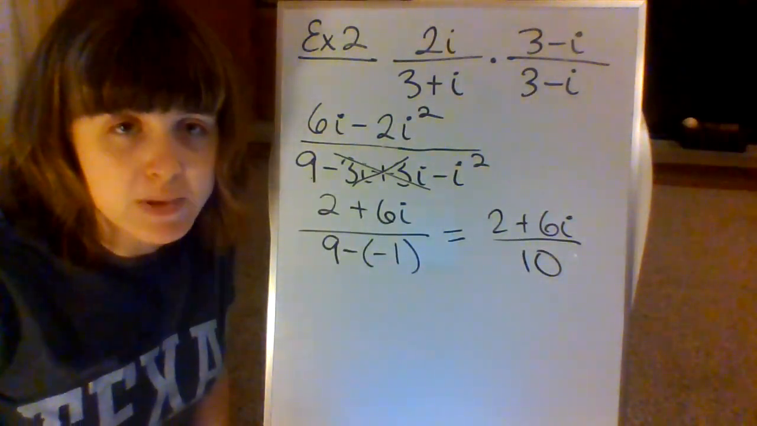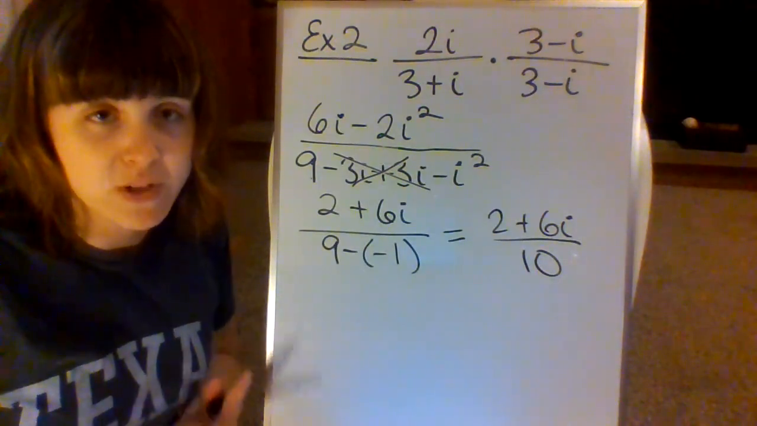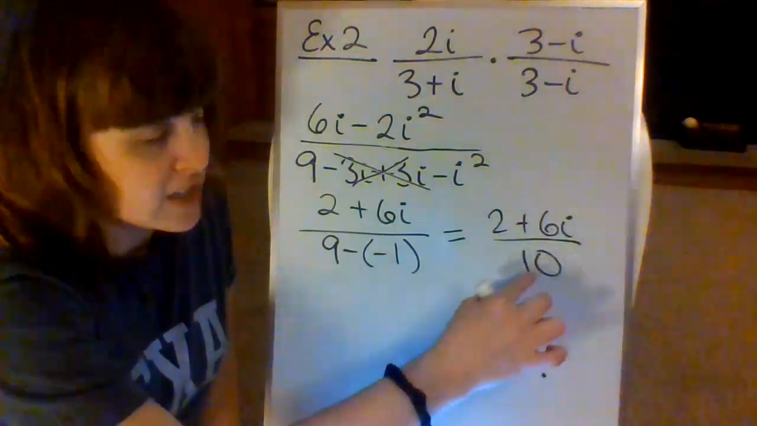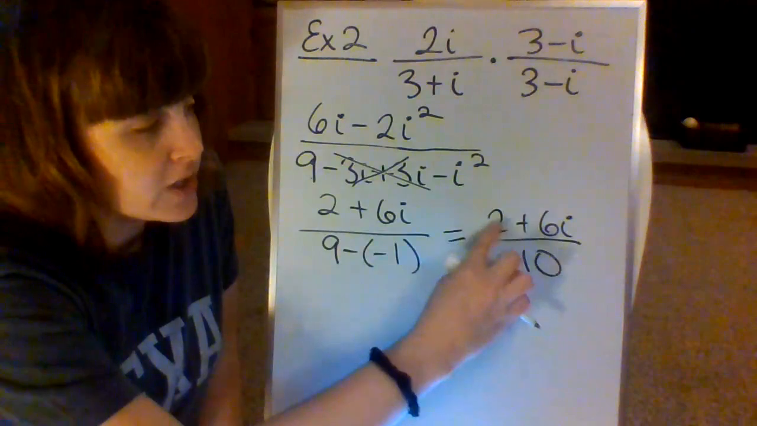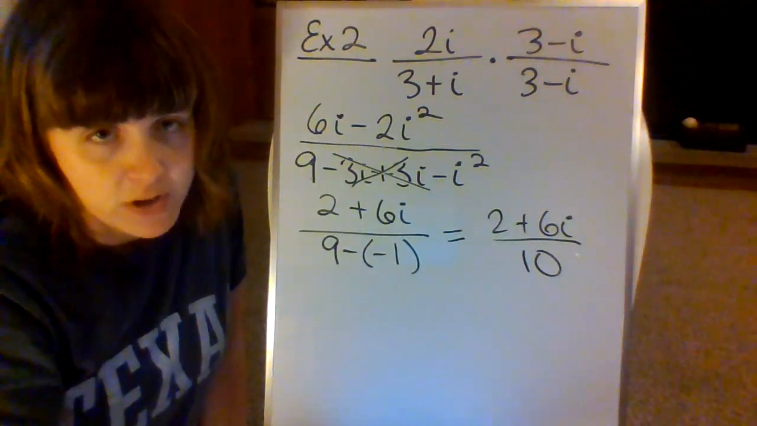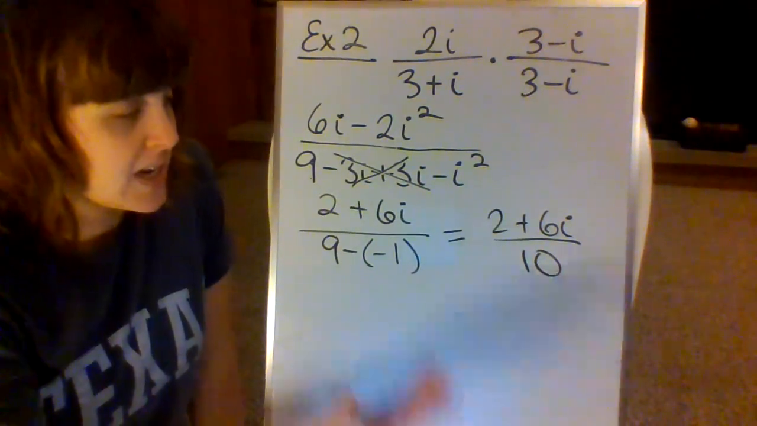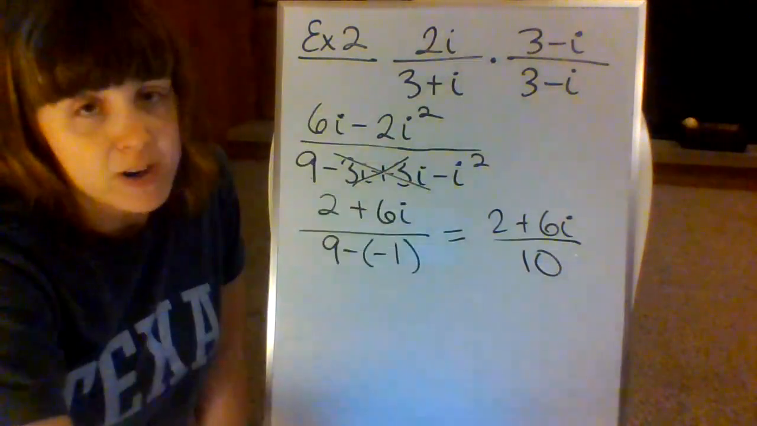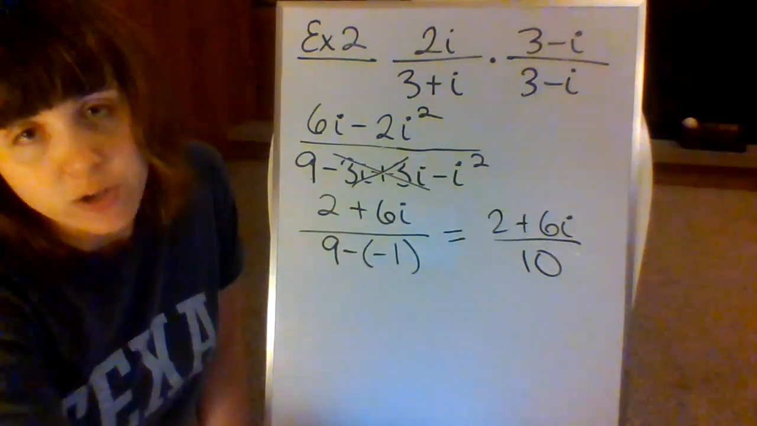Now, technically speaking, you could simplify this a little bit more. That's not what we're focused on for today, but I do want to point out that since 2, 6, and 10 are all even numbers, you could divide all of those by 2 and simplify it even further. Like I said, today the point is just multiplying by the conjugate of what's on the bottom of the fraction and simplifying. But you can stop right there. You don't have to go further.